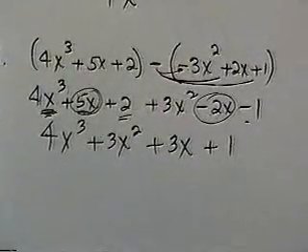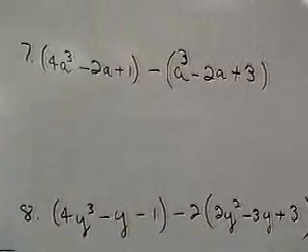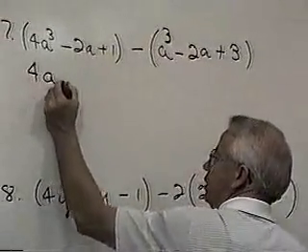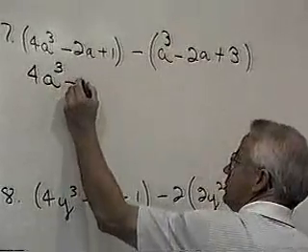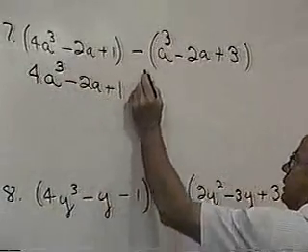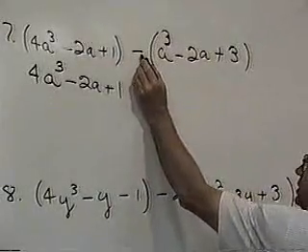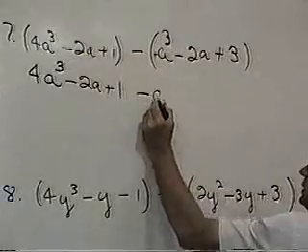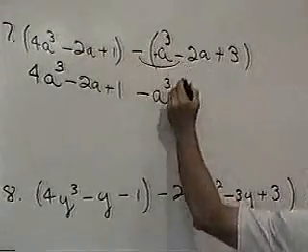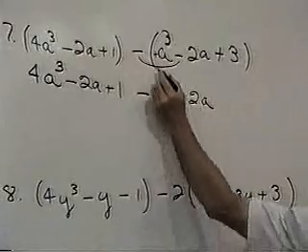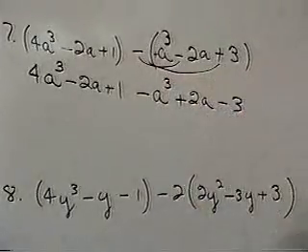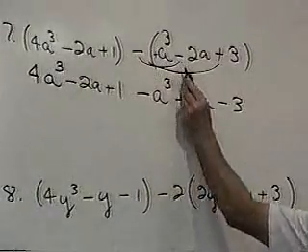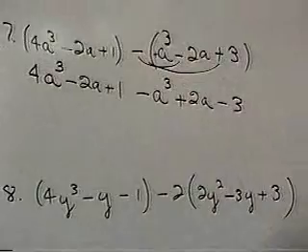All right, let's look at the next example, problem 7. Just same work. Okay, here we have 4a cubed minus 2a plus 1. Now, removing the parentheses with a minus in front of it, minus times, that's a plus. Minus times, that's a minus. Minus times, that's a plus. And a minus times, that's a minus. Or change the sign of everything inside. Change this to a minus, change this to a plus, change that to a minus.